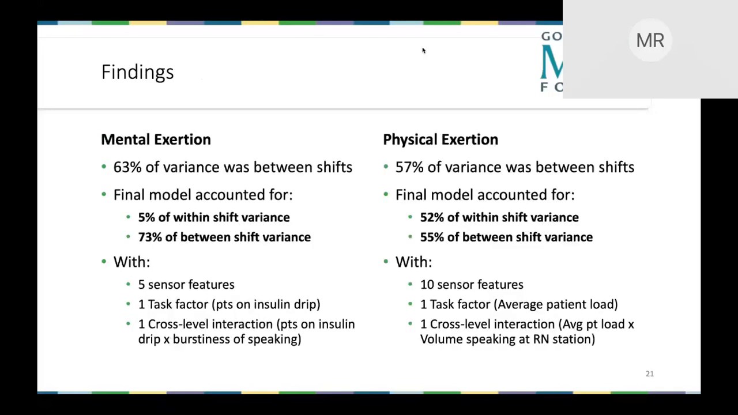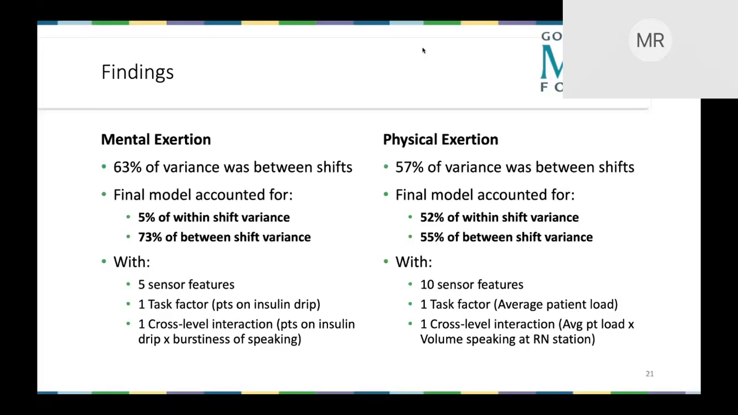And what we found is that a little bit more than half of the variance was really between shifts. So, not surprisingly, there's such a thing as a tough day and an easy day. And we were able to do a really good job predicting the between shift variance, detecting which days were really bad and which days were relatively easy for the mental exertion. And we predict about half of the variance both within and between shifts for the physical exertion. So that's kind of a lot.